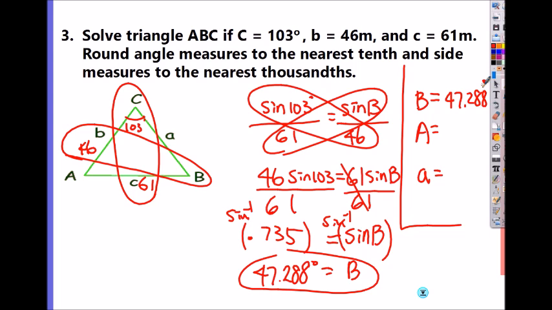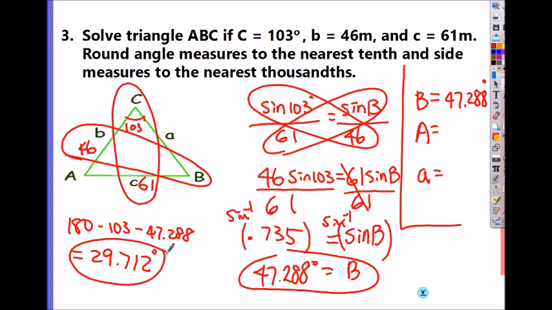Then what would you do? Right. You can find A by subtracting the other two angles from 180. So 180 minus 103 minus your B, 47.288, to get your angle A, which is, what do you guys get? 29.712 degrees. Yes, that's angle A. Then what would you do to find the length A?